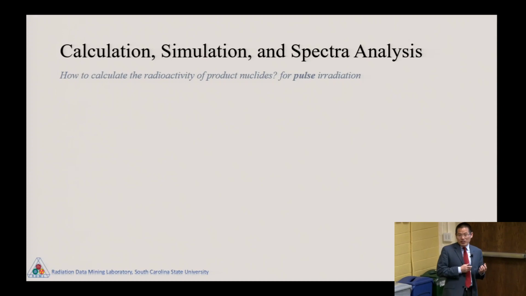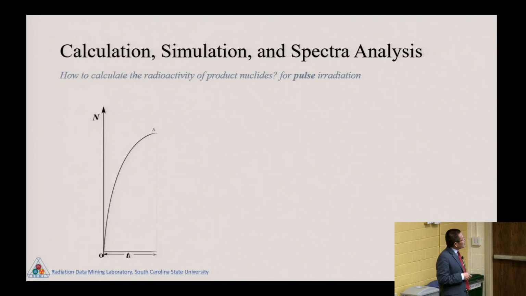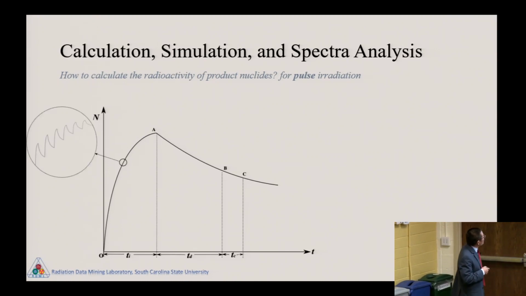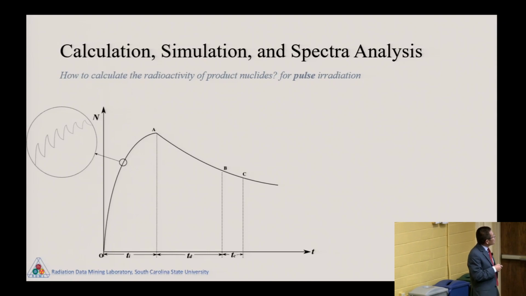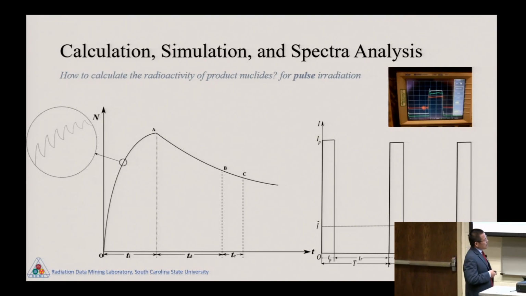How about pulse irradiation? We use the accelerators. The curve will still look like this. The activity goes up, and at the end of irradiation, it goes down. At this point, we measure. It generally still looks like this, but if you look in detail, you can actually see that it goes up, down, up, down, up, down, because it's a pulse irradiation. It goes up and down all the time. And this is a typical pulse.